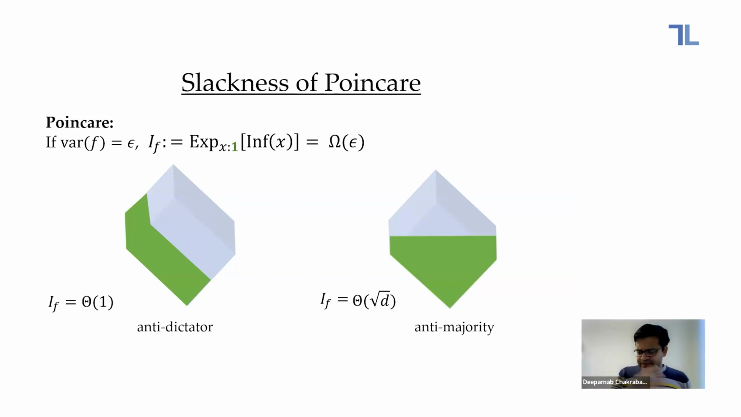In other words, if you think about monotonicity testing, the edge tester will do really well on this anti-majority. It will succeed with probability 1 over square root d instead of 1 over d. That's because there are lots of violating edges here.